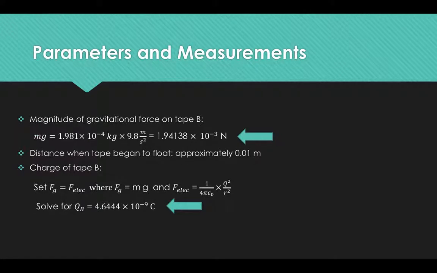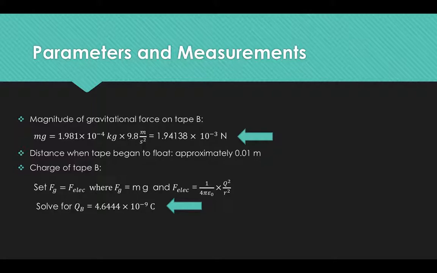The first calculation that I made from these measurements was the magnitude of the gravitational force on tape B, calculated as mass times the gravitational constant. My mass was 1.981 times 10 to the negative 4 kilograms times 9.8 meters per second squared, and arrived at 1.94 times 10 to the negative 3 newtons. The distance when the tape began to float was approximately 0.01 meters.